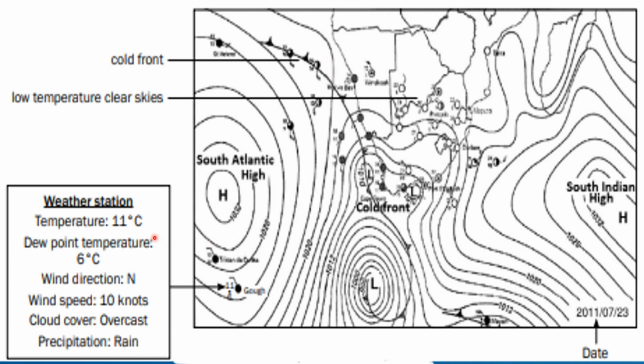So the weather station has been identified and explained here: the temperature is 11 degrees Celsius, which is cold, and the date is 2011 July 23. So as we know, in South Africa in July we experience cold temperatures and the winter season.